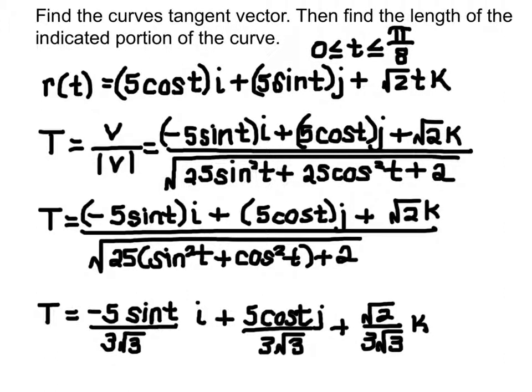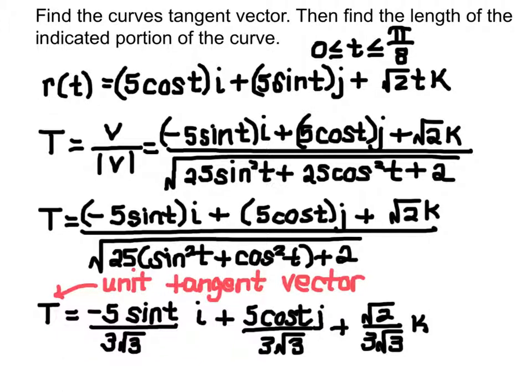And this vector is our unit tangent vector. So let's put a little arrow over T. That is the unit tangent vector. So what we've done here is that we've found the curve's tangent vector. In our next slide, we're going to find the length of the curve between 0 and pi over 8.